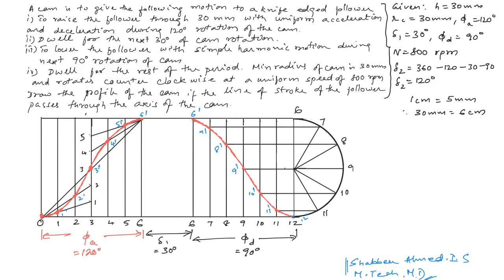So this is the displacement diagram for the given problem with constant acceleration ascent of the follower, and simple harmonic descent of the follower. Of course the angles are 120 degrees for ascent, 30 degrees dwell at the top, and 90 degrees dwell at the bottom. So we will draw the profile in the next video. So we'll stop here today.